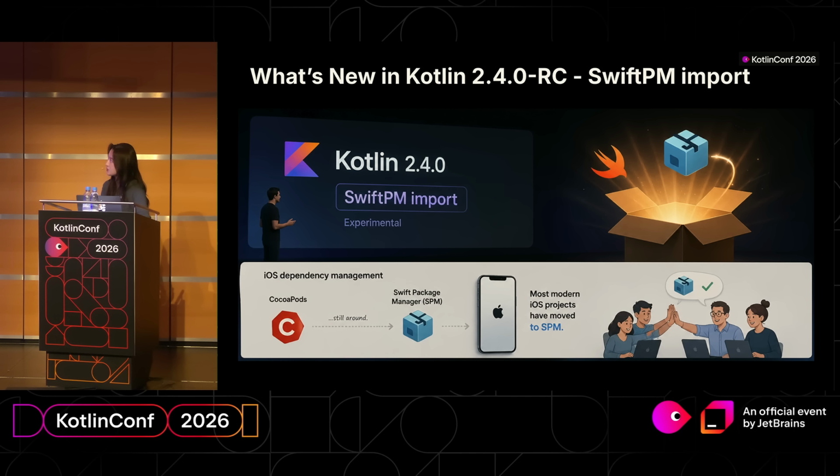Quick context for the Android developers. SwiftPM, Swift Package Manager, plays roughly the same role CocoaPods used to. It's how iOS developers pull native dependencies into their apps. The thing is, most modern iOS projects have moved to SPM, and the default KMP setup leans to SPM too. So falling back to CocoaPods means a lot of workarounds.